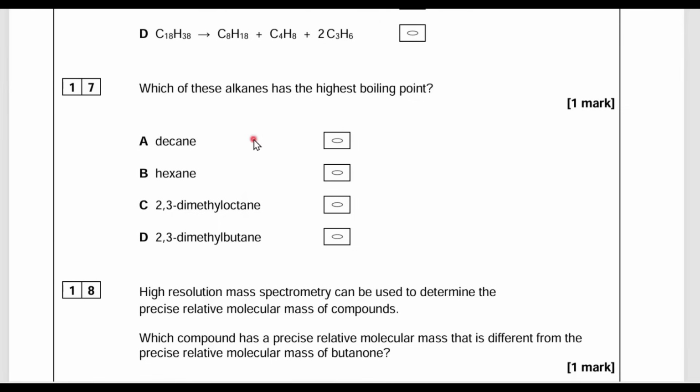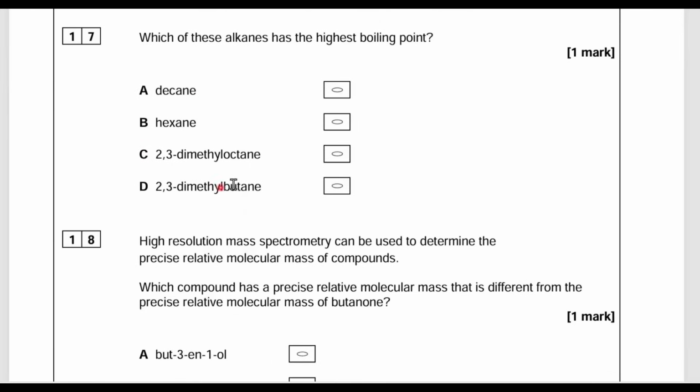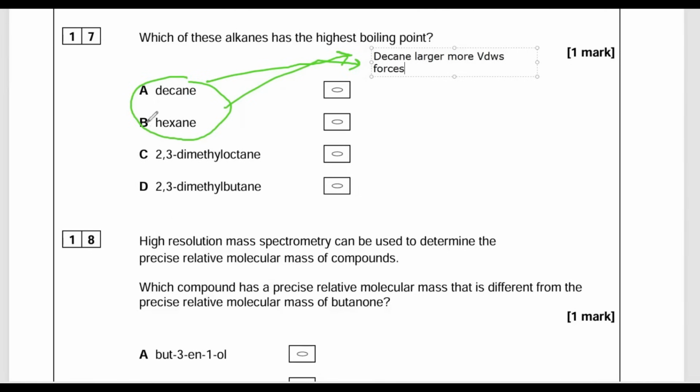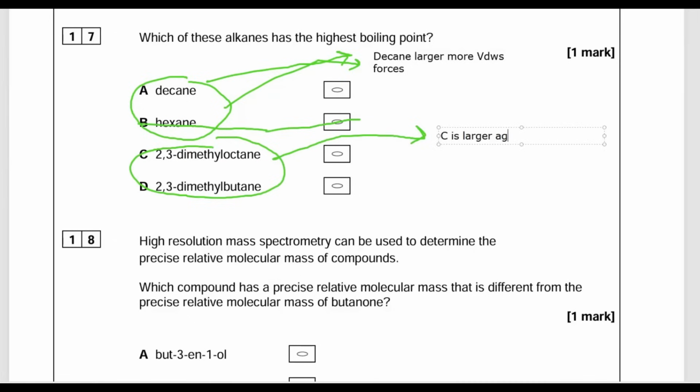Okay, 17. Which of these alkanes has the highest boiling point? Okay, so let's go through and work out their boiling points. So let's compare decane and hexane, A and B. So decane's larger, right? 10 carbons, hexane 6 carbons. So decane is going to have more van der Waals forces, more intermolecular forces. 2,3-dimethyl octane. Octane's bigger than butane. So again, C is going to have a higher boiling point than D.